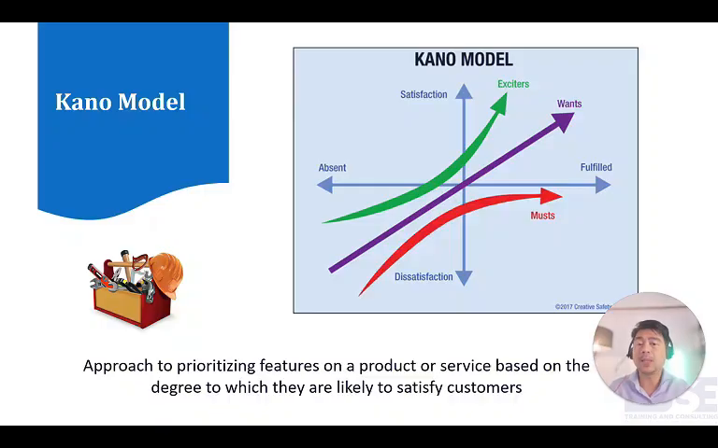This is a great tool that can help you identify any specific areas that you would want to improve on your process. The Kano model is a framework that's used to understand or prioritize the features of your product or your service, based on how likely they will satisfy your customers. Because not all features are the same.